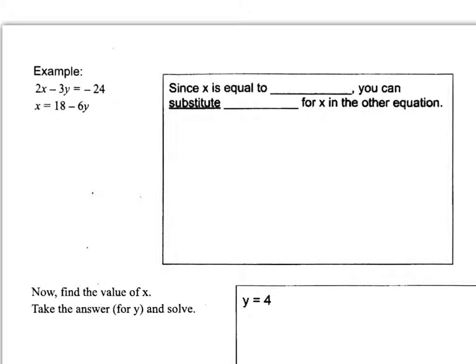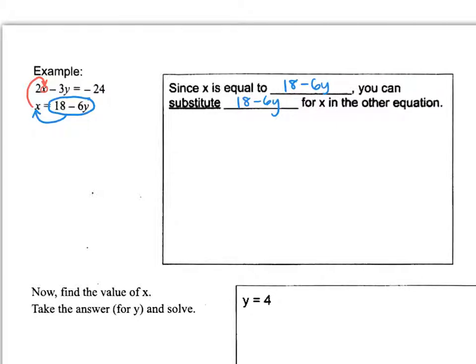On the next example, we have 2x minus 3y equals negative 24, and x equals 18 minus 6y. So remember, the first step is we want to look for an x equals something or a y equals something. I do have an x equals this, 18 minus 6y. Since x is equal to 18 minus 6y, we can substitute 18 minus 6y for x. See me draw my arrows. So that is the same as x, and therefore we can replace the x, right? This thing right here.